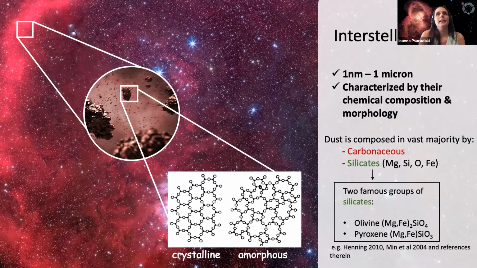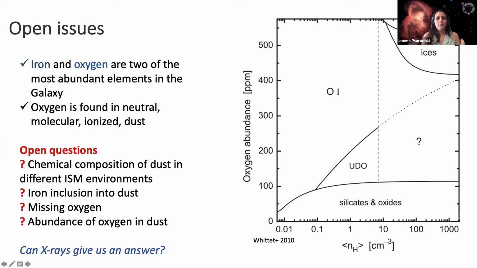oxygen. And I said that the dust grains are also characterized by their morphology. With that, I mean whether the atoms in the grains are in order, so we have crystalline grain compositions, or they are disordered, so we have amorphous grain composition. Now, dust grains are really important for many physical and chemical processes in our galaxy, also causing the polarization, as was mentioned before. However, there are still open questions regarding the properties of interstellar dust.